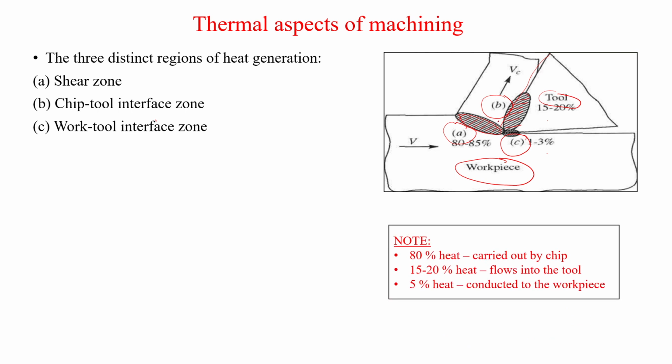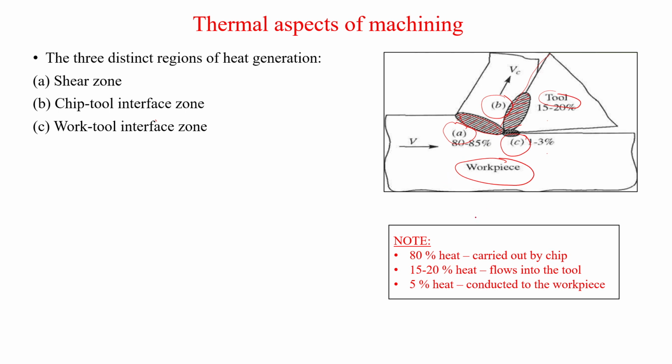Now, the maximum amount of heat generated is, as you can see, in the A zone, the shear zone, then in the B zone, the tool, and third in the C zone. If you want to make a brief summary of how much heat is generated and which material, chip or tool, is carrying what amount of heat, then the maximum amount of heat, which is 80% of the heat, is carried out by the chip.